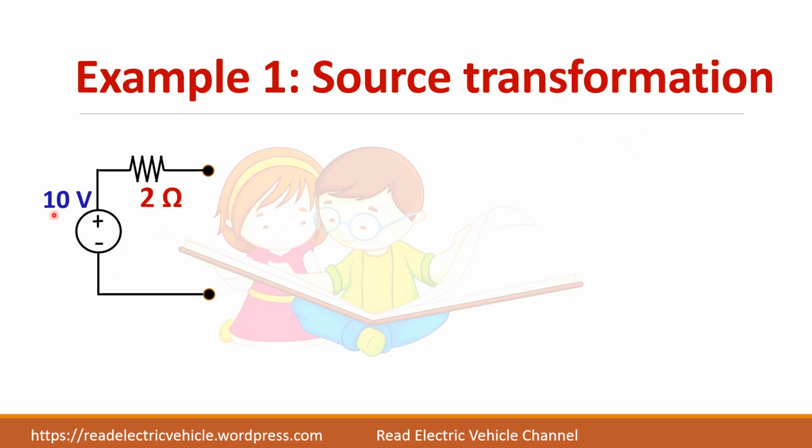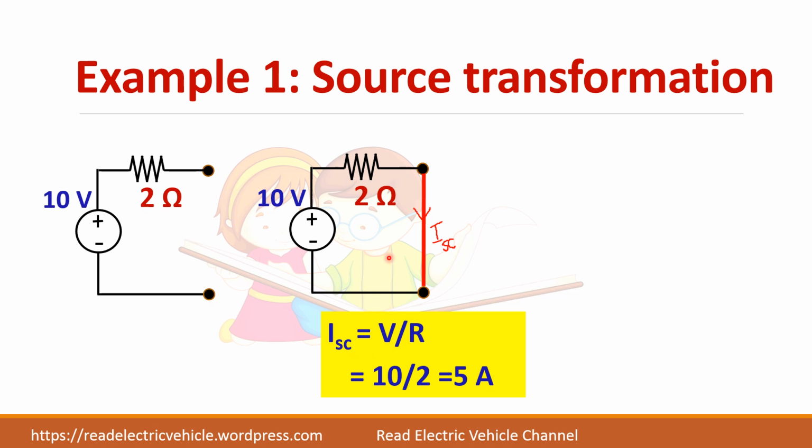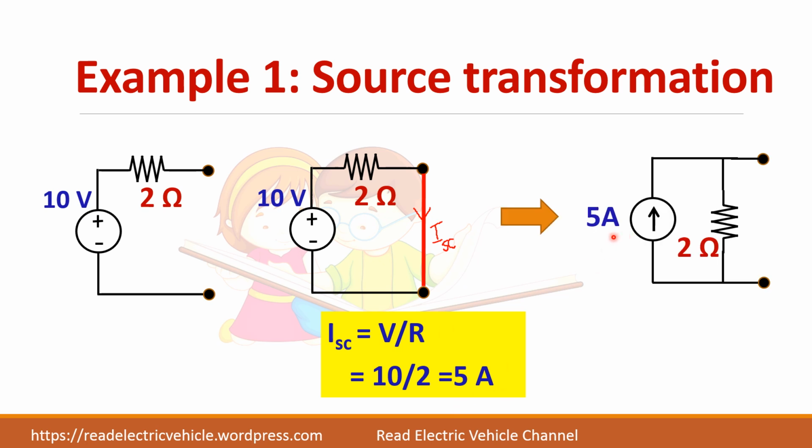So first take a 10 volt source in series with a 2 ohm resistor. So now you want to convert this into an equivalent current source. So first find the short circuit current. So what is ISC? So current through this path is 10 volt divided by 2 ohm. So it is 5 amps. So the equivalent current source will have 5 amps here in parallel with the 2 ohm resistor. Same resistor.